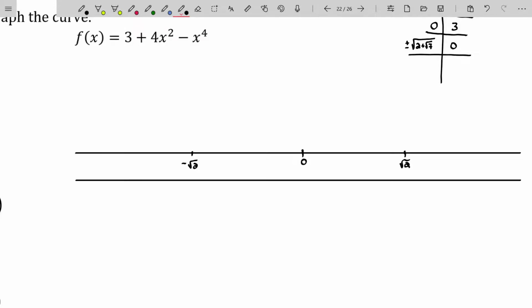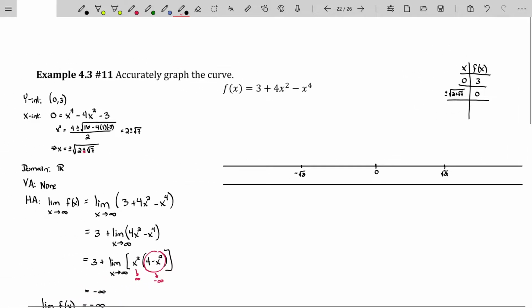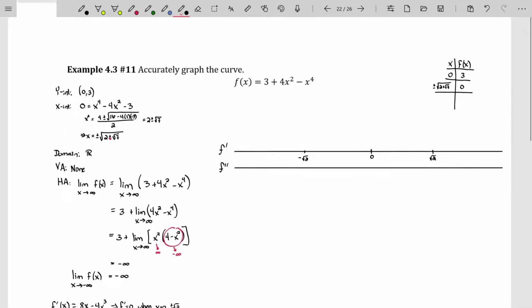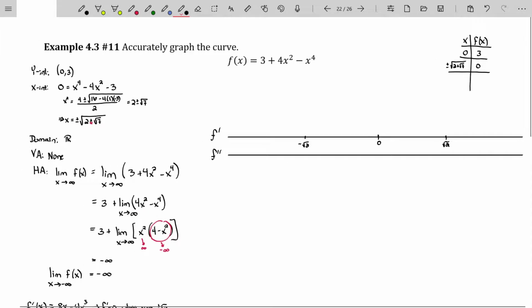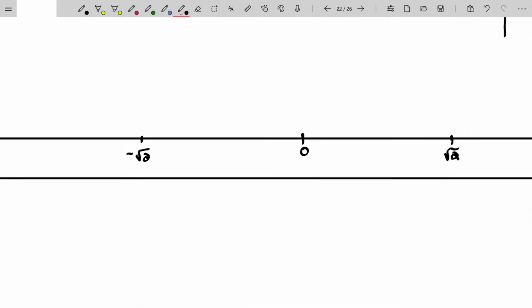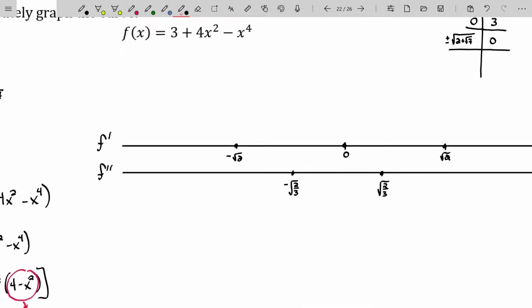Those are the critical numbers for f, which is where the first derivative, which I'm going to label right here, turns into 0. And the critical numbers for f prime, in other words, where the second derivative turns into 0, are plus or minus the square root of 2/3, which is probably about right here. Negative root 2/3 and symmetry, positive root 2/3. Okay, so all those are critical numbers for the respective functions.